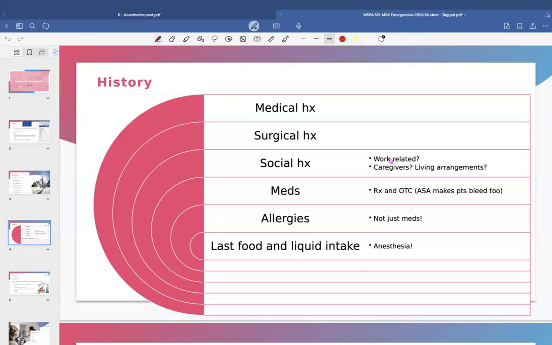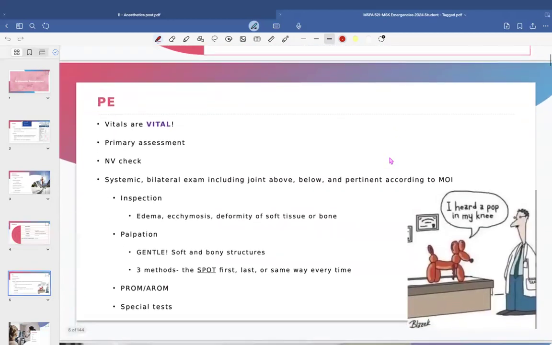Do your primary assessments, your neurovascular checks. So checking pulses on all extremities. You should always examine not only the joint in question, but the joints above and below. We'll talk about that with imaging as well. Some terminology that you'll use when you're doing your inspection: is there swelling, edema? Is there bruising, ecchymosis? Are there any deformities to the soft tissue or the bones?